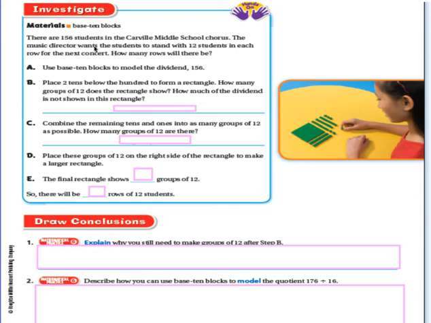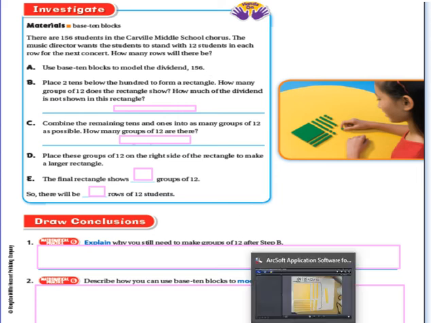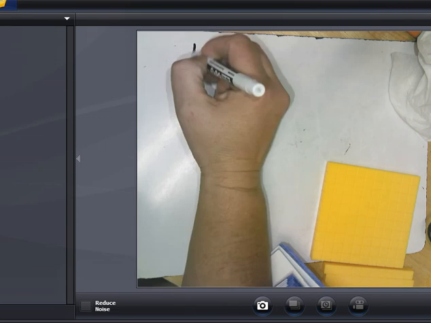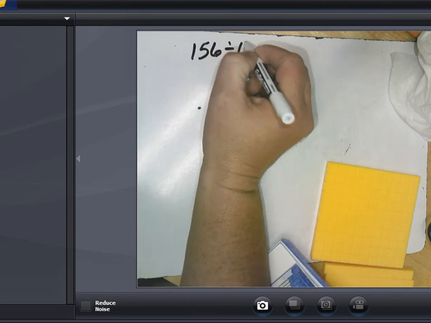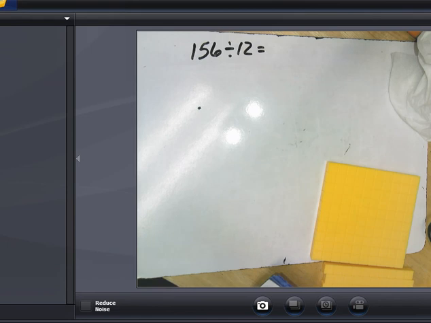There are 156 students in Carville Middle School chorus. The music director wants the students to stand with 12 students in each row for the next concert. How many rows will there be? Okay, we're going to use the base 10s to model this, and I want you not to worry about your page, but just follow along with me and do what I'm doing to see if you understand it. So we had 156 students, and we're going to divide them into 12 equal rows.